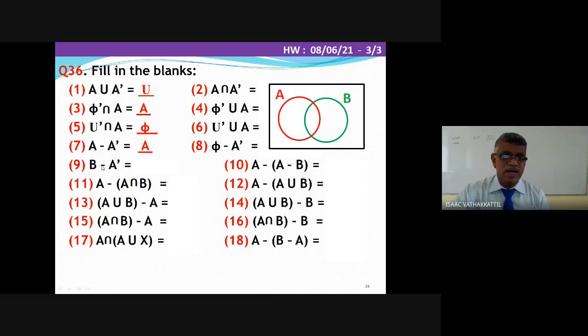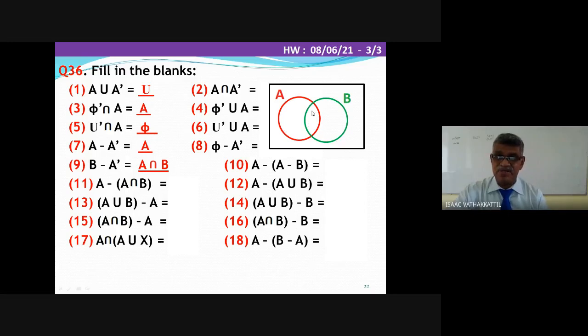Okay. Now B minus A dash. Look at B, what is A dash? Can you see the diagram? There is a set B, there is a set A. From B, remove A dash. B is this green circle. A dash means outside A. So remove A dash from B, what is left is simply A intersection B. Can you see?